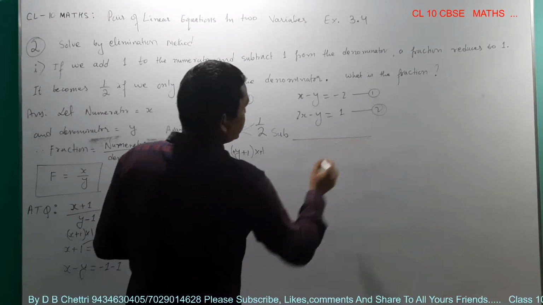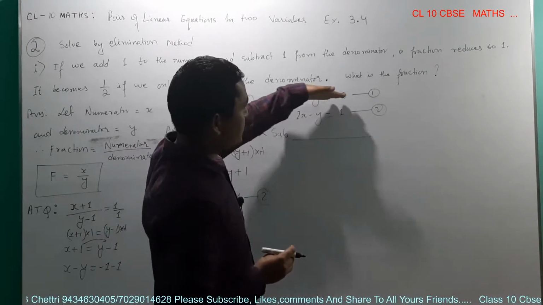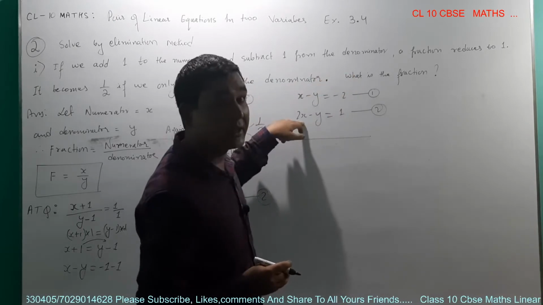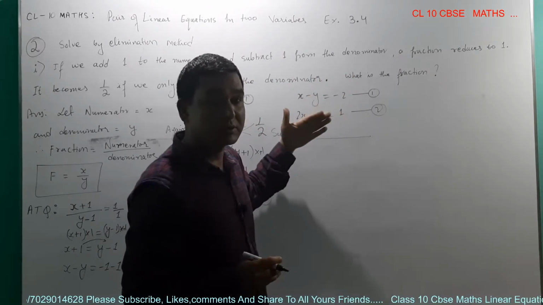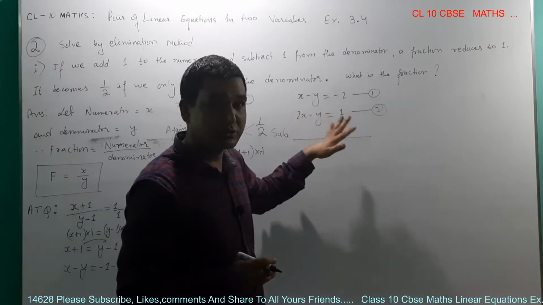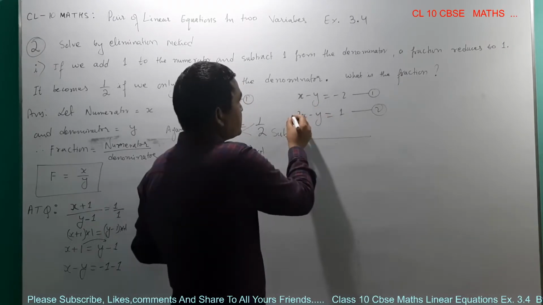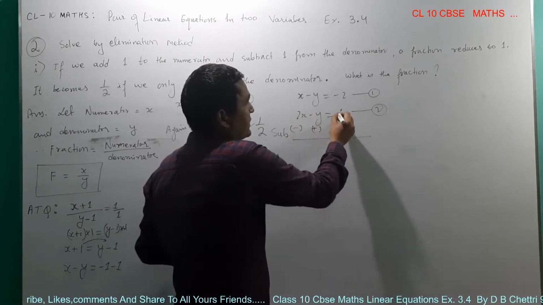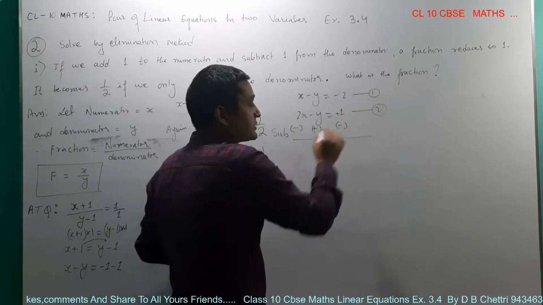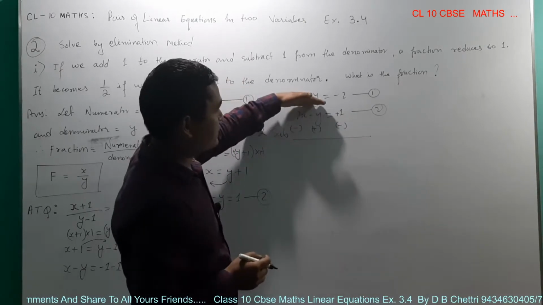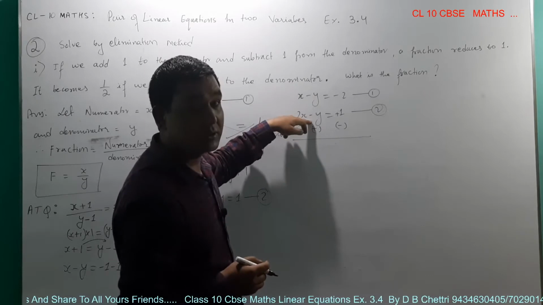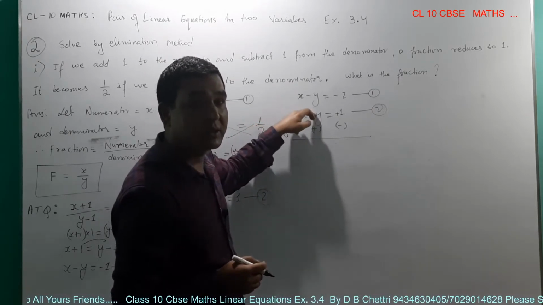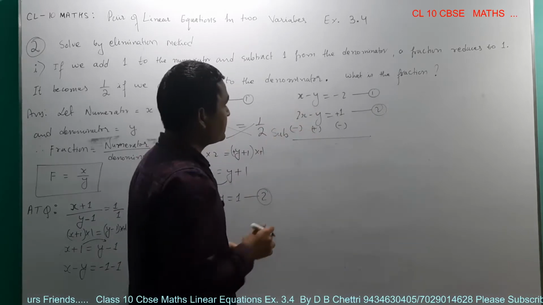Subtract means just change the sign of the second equation. Don't look at the sign of the first equation. Forget about the first equation, see the second equation and change its sign. If plus, make it minus. If minus, change to plus. Now there is a plus sign, change to minus. There is a minus sign, change to plus. Then there is a plus sign, change to minus. Don't see the upper equation, just change the sign of the second equation. If plus, change to minus. If minus, change to plus.